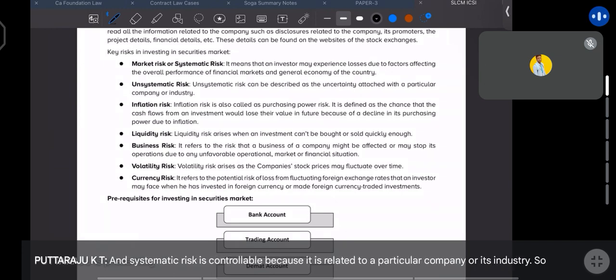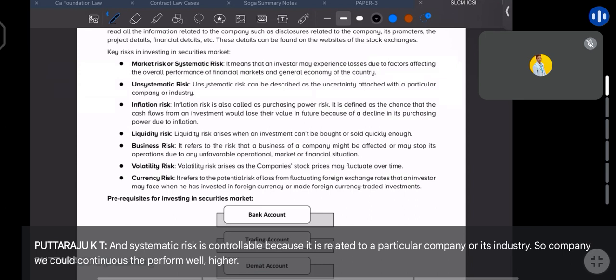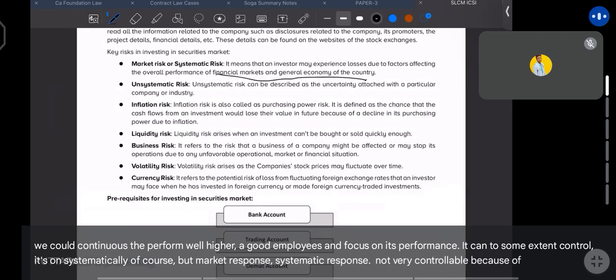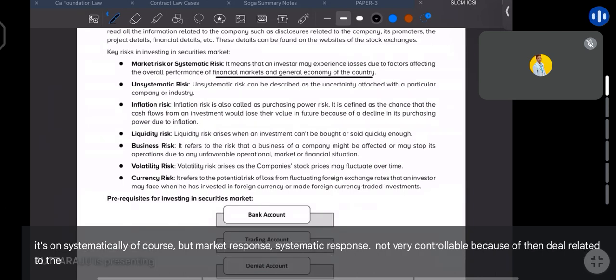So a company, if it continues to perform well, hires good employees and focuses on its performance, can to some extent control its unsystematic risk. But market risk or systematic risk, on the other hand, is not very controllable because it is related to the economy and the overall market.